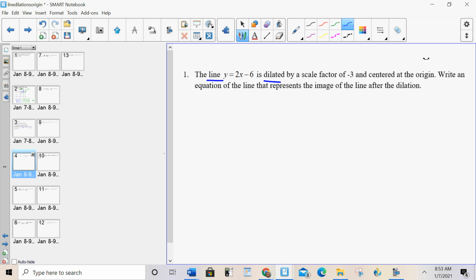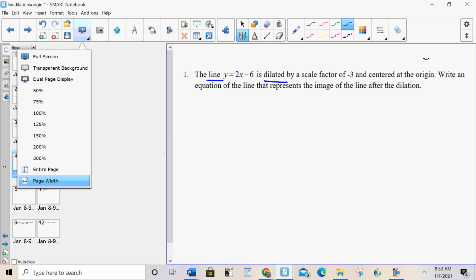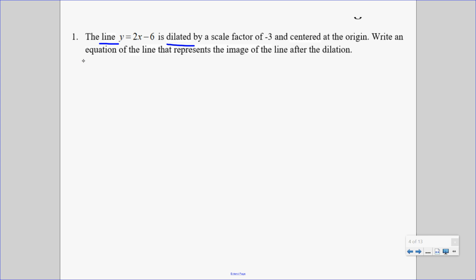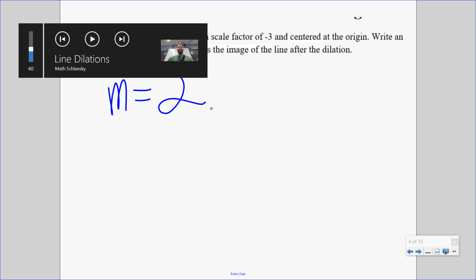Line dilation, parallel, keep the slope. No matter what, when you're dilating a line, you are keeping the slope. The slope of this line is 2, so the slope of my line is 2. The reason is, as we showed before, whenever you dilate a line, the image is always parallel, and parallel has the same slope.